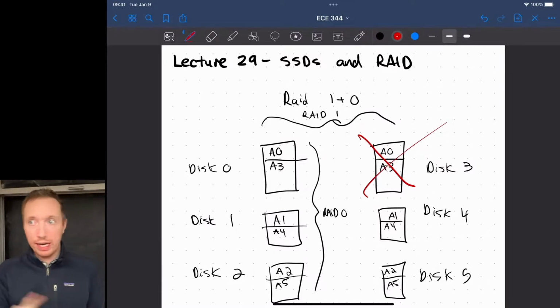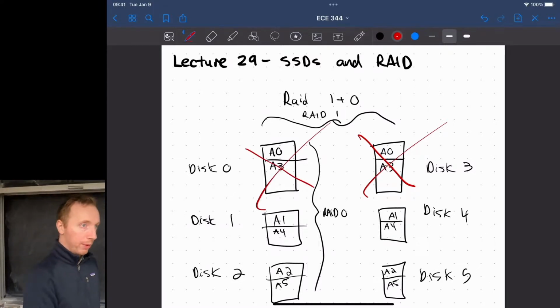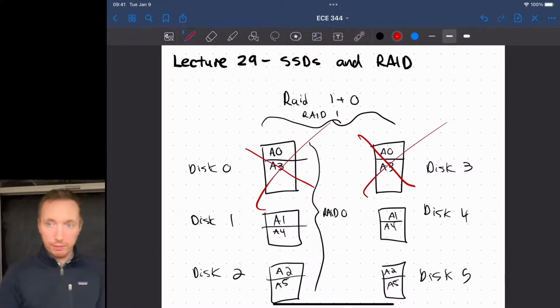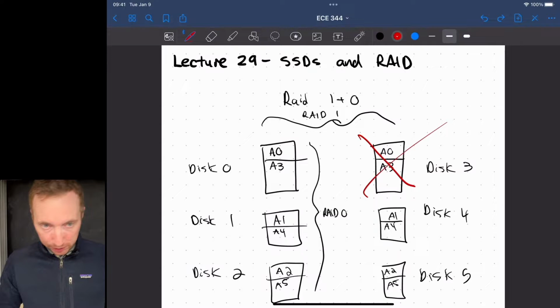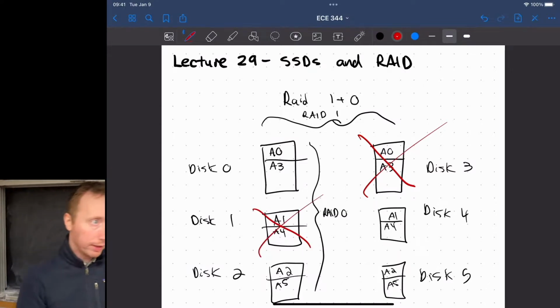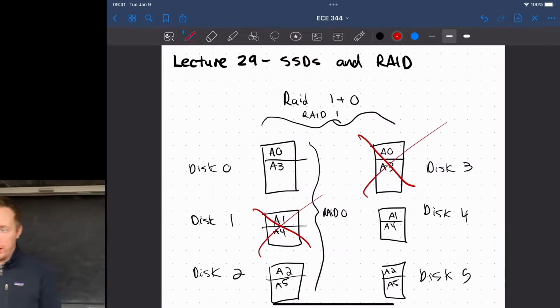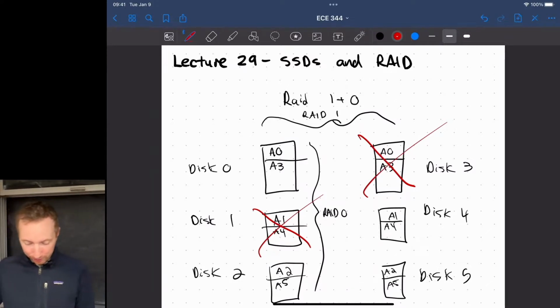But I could lose any other disk because there's 2 copies of everything else. So if I lose this disk, I'm screwed. I lost a third of my data and it's no longer there. But I could lose any other disk. So I could lose disk 1. So now we're in a bit more of a danger zone. So I lost disk 1.